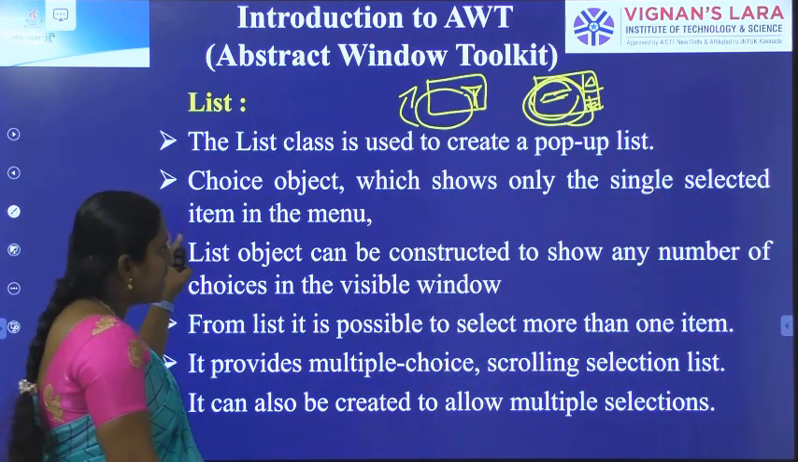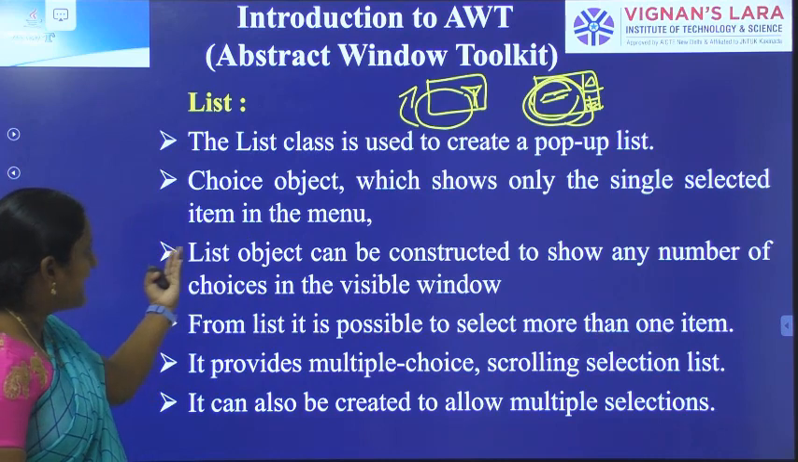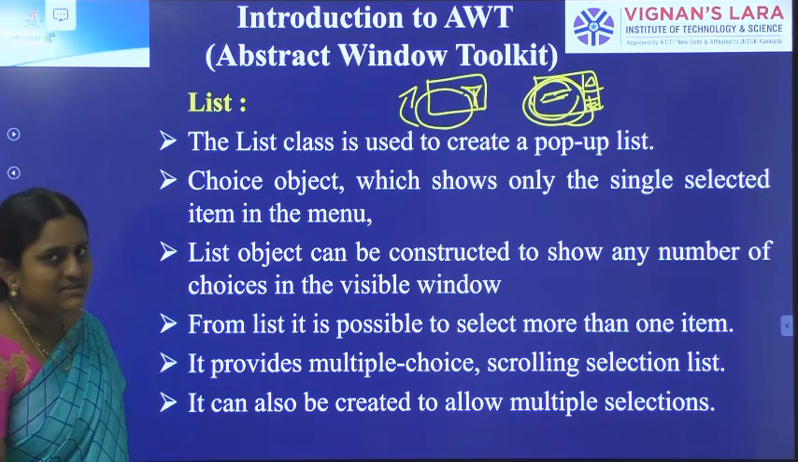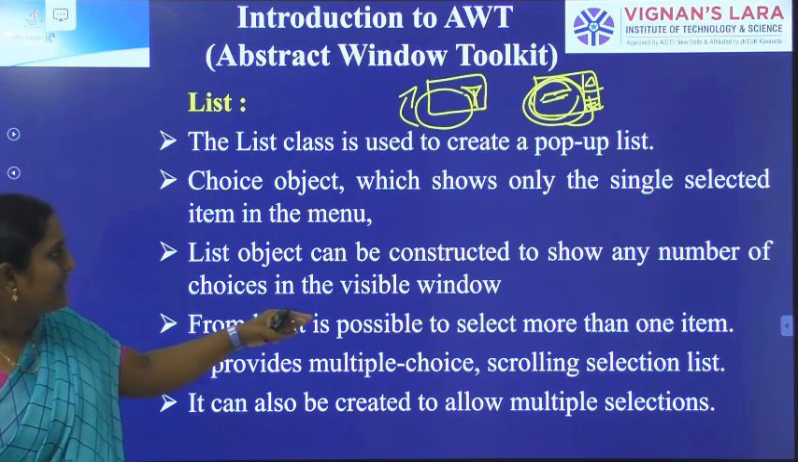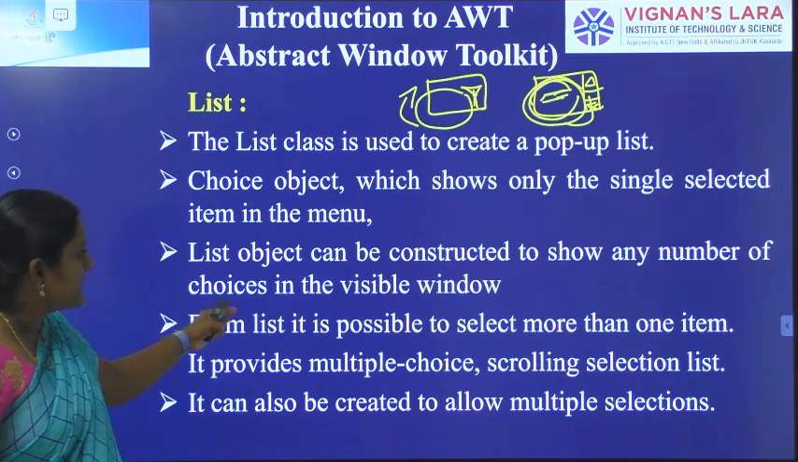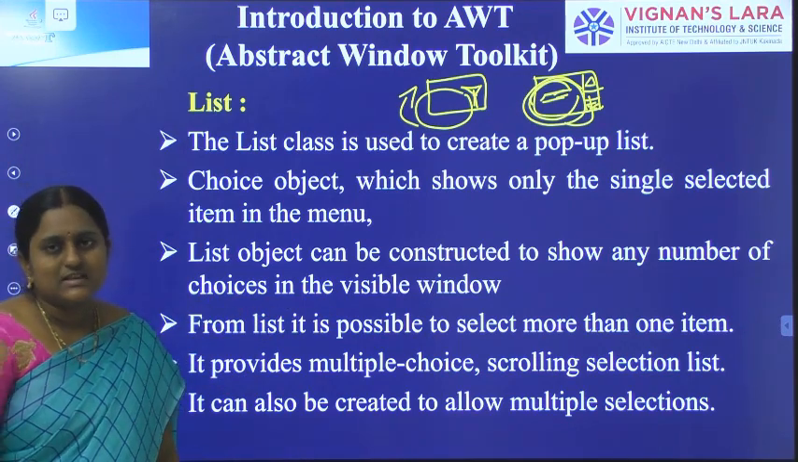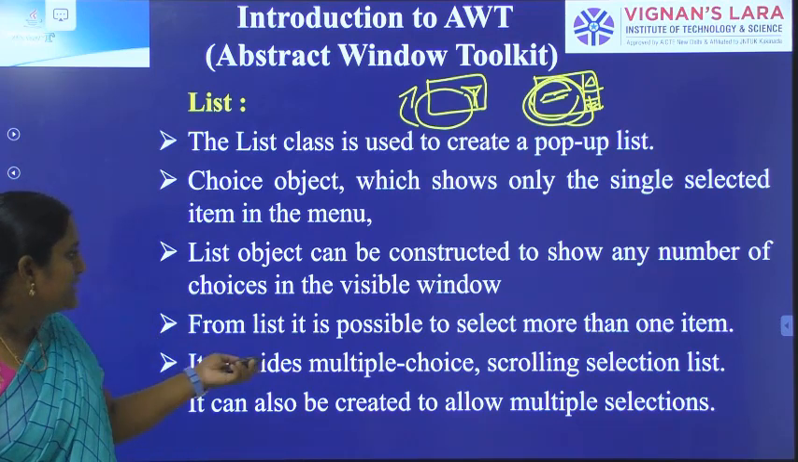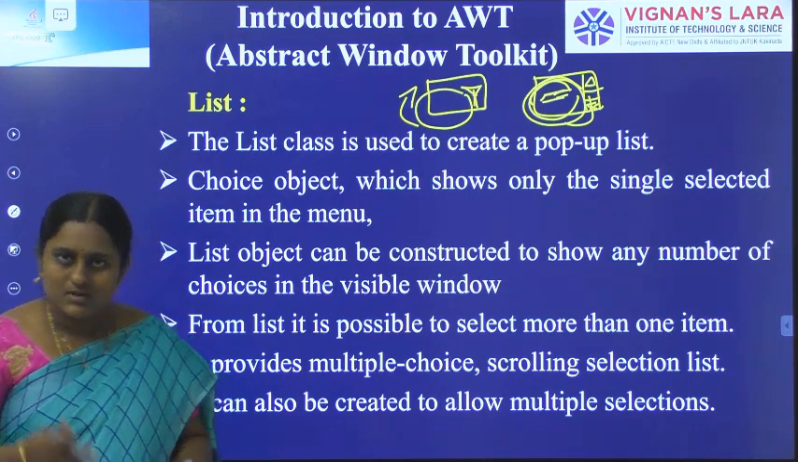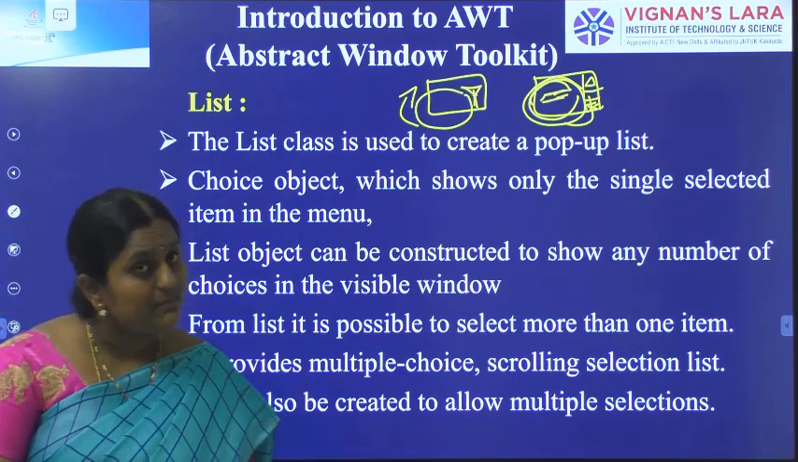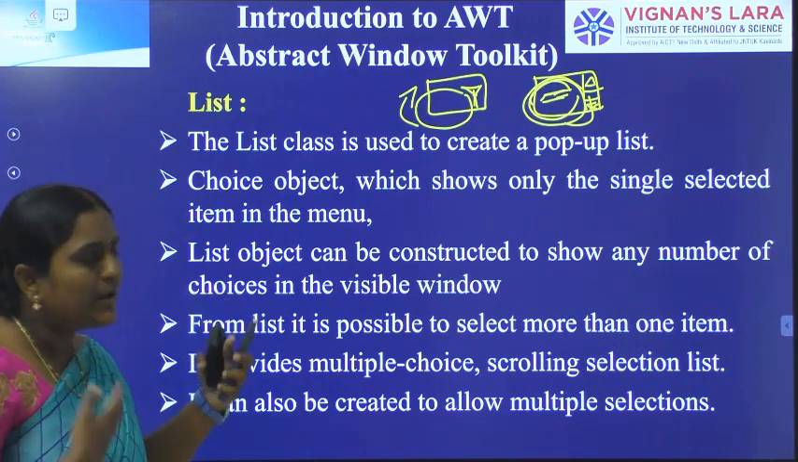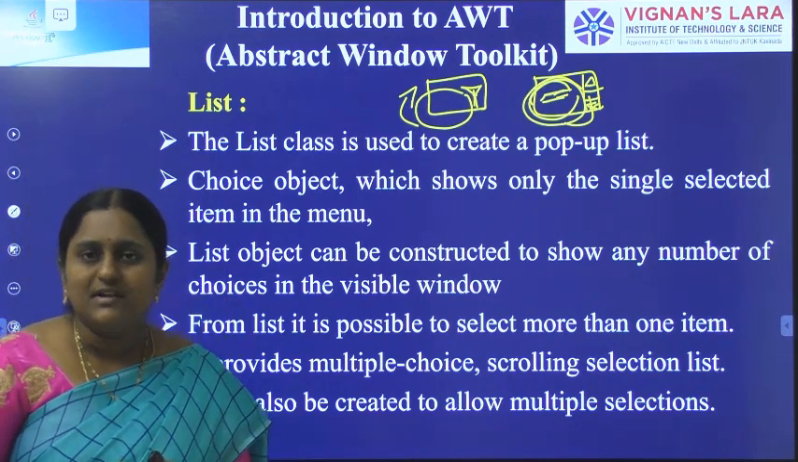A choice object shows only a single selected item in the menu. A number of items are there, out of which only the single selected item is visible on the window. A list object can be constructed to show any number of choices in the visible window. So multiple selections are also possible by using list; from a list it is possible to select more than one item. Choice means only one item is visible. List means multiple items are visible in the window.